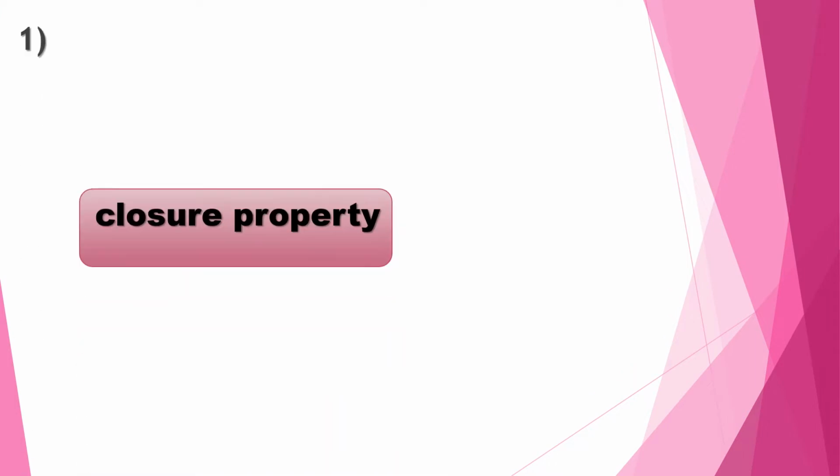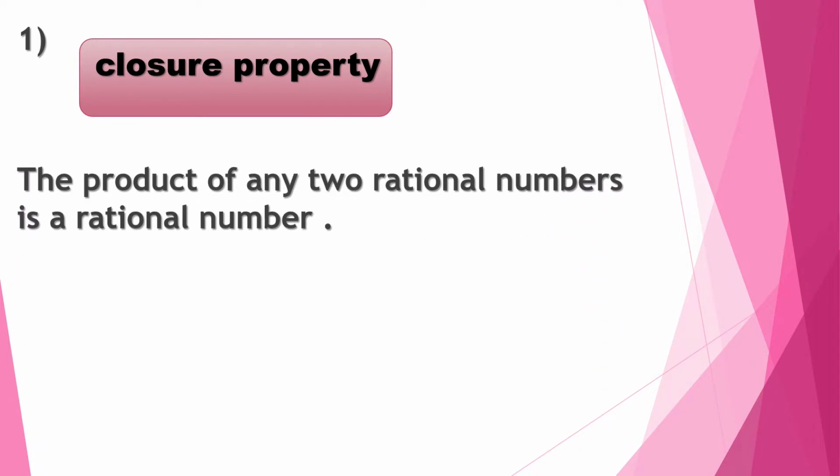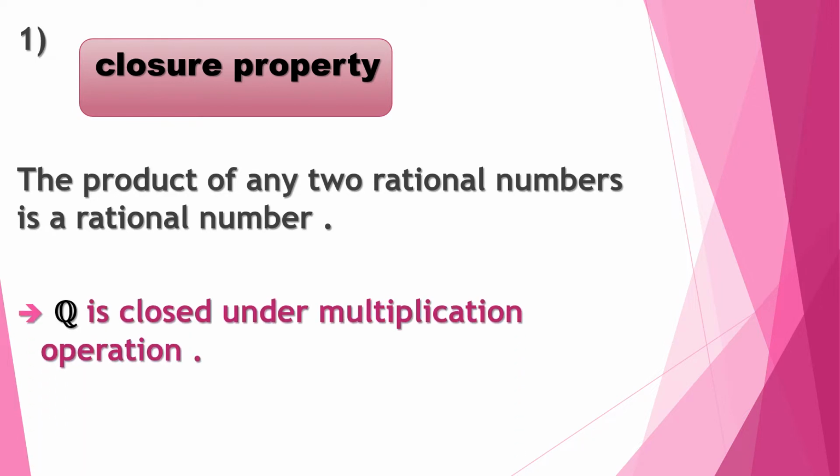First, closure property. The product of any two rational numbers is a rational number. For example, Q is closed under multiplication operation, we know from the previous lesson 6.